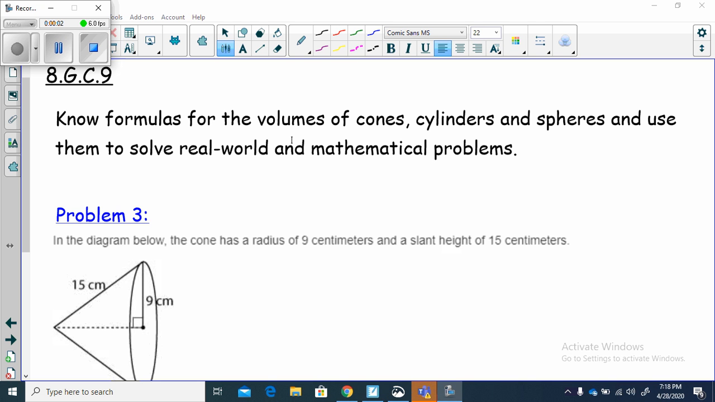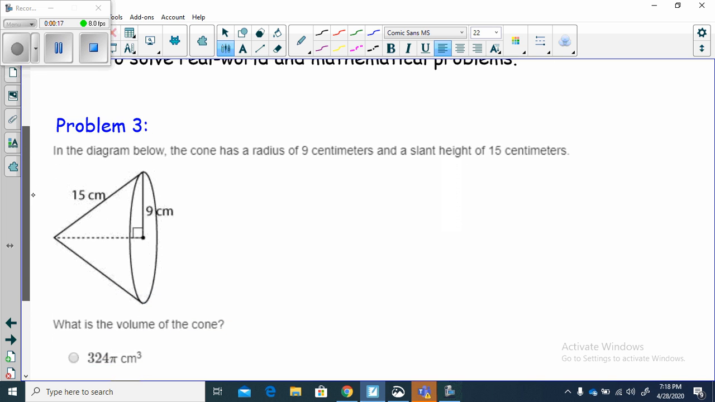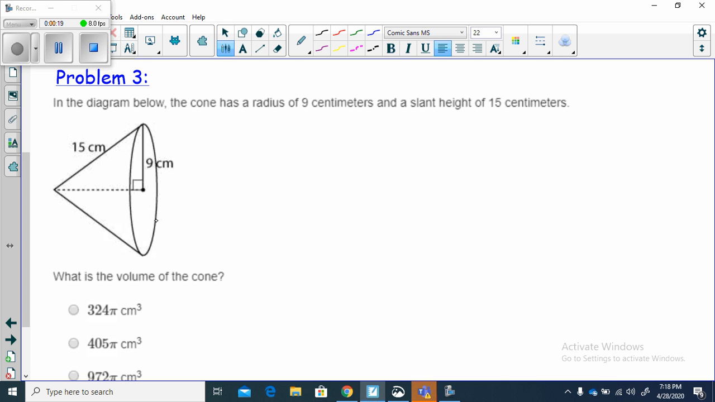This is problem 3 of Standard 8 GC9, where we are using the formulas for volume of a cylinder, sphere, and cone to solve real-life and mathematical problems to find their volume. On problem 3, in the diagram below, the cone. Notice it's a cone. It's got a circular base at the bottom, and it comes up to a tip at the top. The cone has a radius of 9.